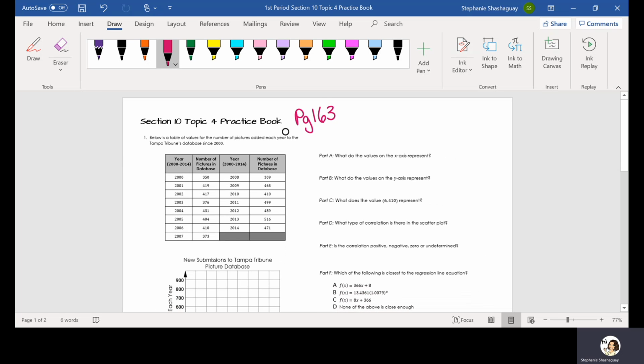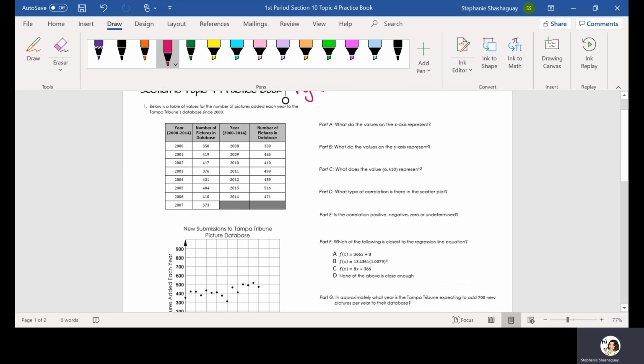So let's go ahead and look at what they've provided for us in question 1. It says below is a table of values for the number of pictures added each year to the Tampa Tribune's database since 2000. Okay, so these are years since 2000. So we have 2000 all the way through 2014. So they surveyed 14 years total.